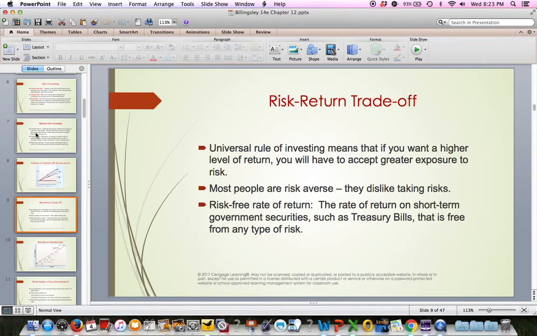What they call the risk-free rate of return is generally tied to a U.S. Treasury bill, and generally very short term.